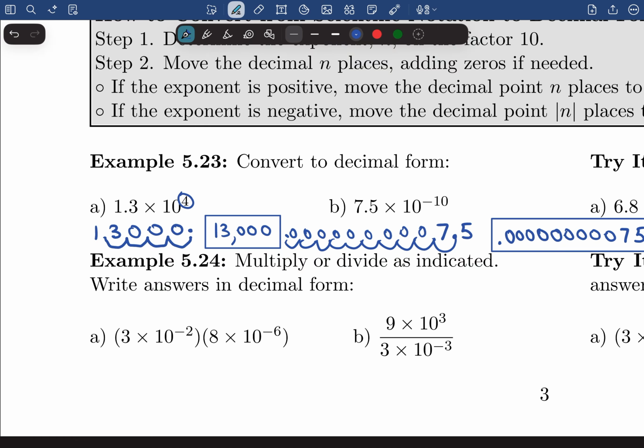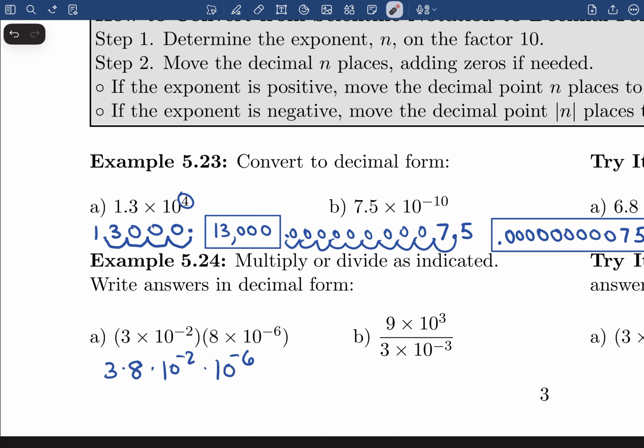Here in example 5.24, we will multiply 3 times 10 to the negative 2 times 8 times 10 to the negative 6. And to do it, a good way to get this done is to take 3 times 8, right, times 10 to the negative 2 times 10 to the negative 6. So I'm reorganizing these things so that these numbers go together, 3 times 8, and then times 10 to the negative 2 times 10 to the negative 6. But this is just the product rule of exponents that we've learned.